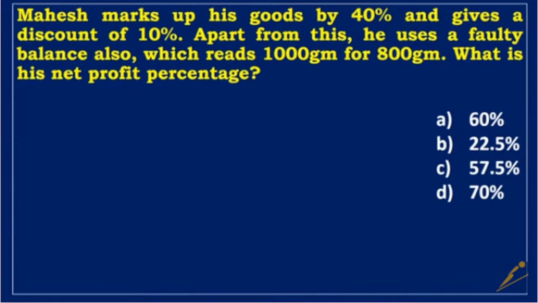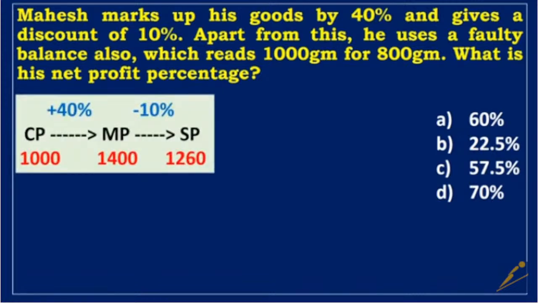Mahesh marks up his goods by 40% and gives a discount of 10%. Apart from this, he uses a faulty balance also, which reads 1000 grams for 800 grams. What is his net profit percentage? Let us assume that CP is 1000. Mahesh marks up his goods by 40%, which is 1000 plus 40% of 1000 grams.